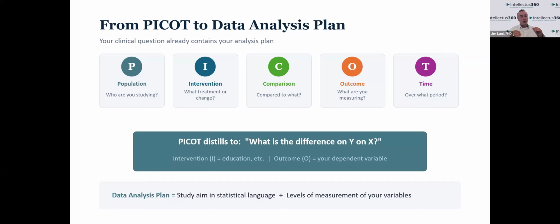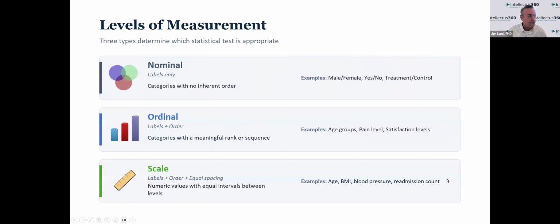The data plan, where most people get stuck, is really putting that aim in statistical language. Are there differences or relationships, or does one predict another? And then levels of measurement: nominal, ordinal, scale. Those are the two ingredients to get to that data plan. So let's talk about levels of measurement.